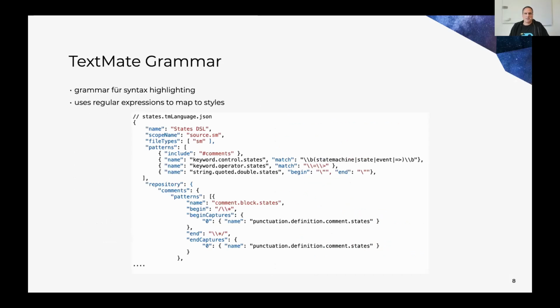And the grammar is a TextMate grammar. This is only used for syntax highlighting. So this is completely declarative. If you've never seen a TextMate grammar, it has these match statements here. These are actually regular expressions. And for example, you see there's a match for state machine state event. So these are the keywords which should be highlighted in a special color. And the color is not directly specified, but there is a keyword control states. And that is then mapped from VS Code to some VS Code key, and that one is looked up in the current theme that you're using in VS Code in order to map it to a proper CSS style.